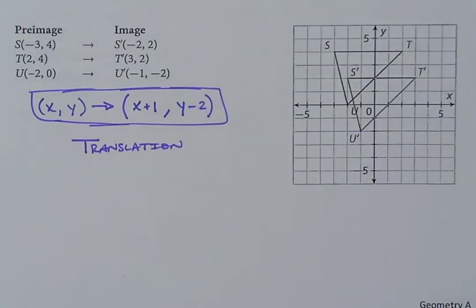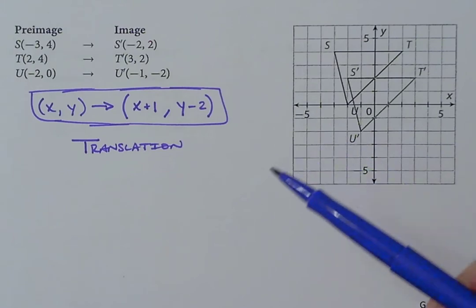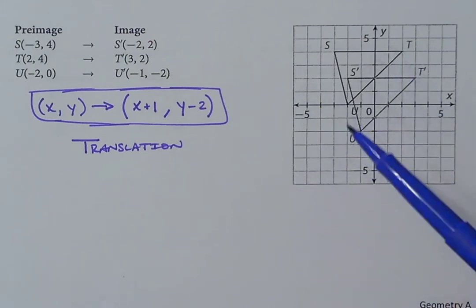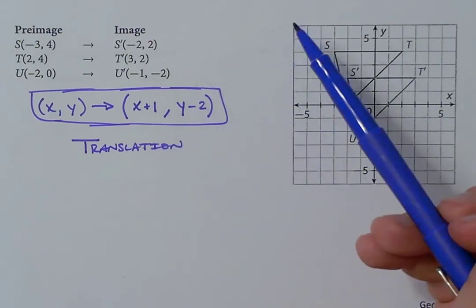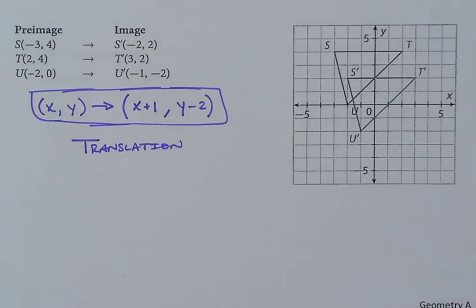All right, so both of these examples are rigid motions because they maintain shape and size. And that matches what we talked about with rigid motions because a translation, rotation, and a reflection are all rigid motions.